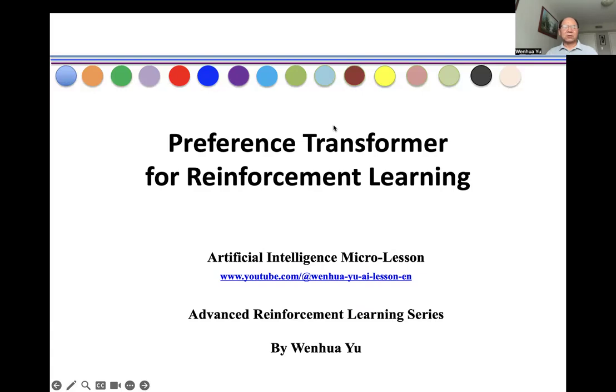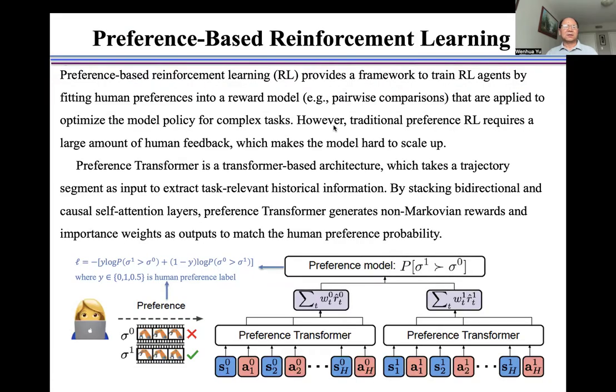In this video, I introduce a preference transformer for reinforcement learning. Preference-based reinforcement learning provides a framework to train reinforcement learning agents by fitting human preferences into a reward model that is applied to optimize the model policy for complex tasks. However, traditional preference reinforcement learning requires a large amount of human feedback, which makes the model hard to scale up.